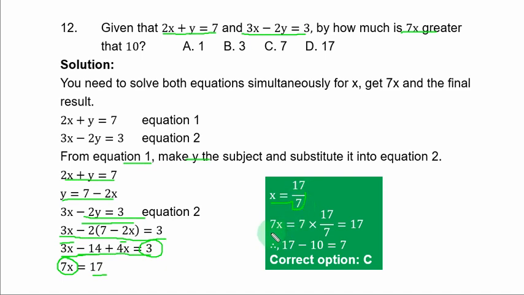So 7s is equal to 7 times 17 over 7, and that is 17. So you subtract 10 from 7s to know how much 7s is greater than 10. So you have 7s is 17 minus 10 equal to 7. C is the correct option.